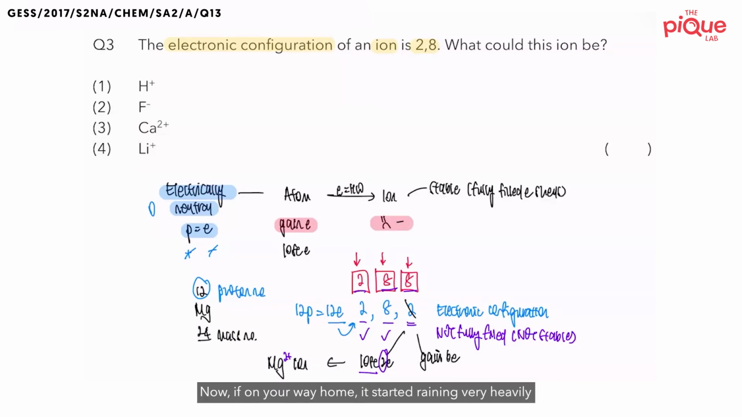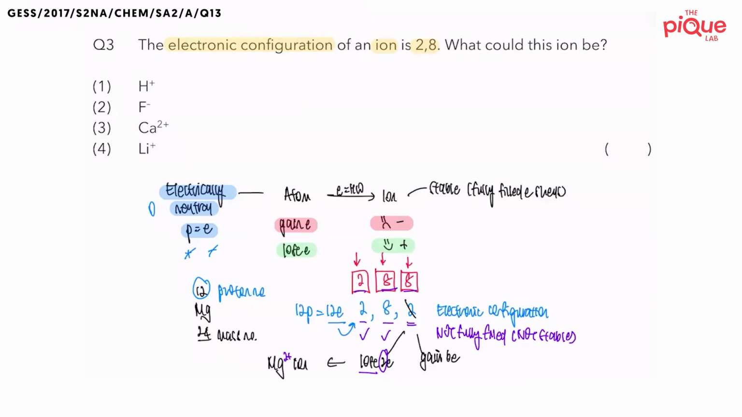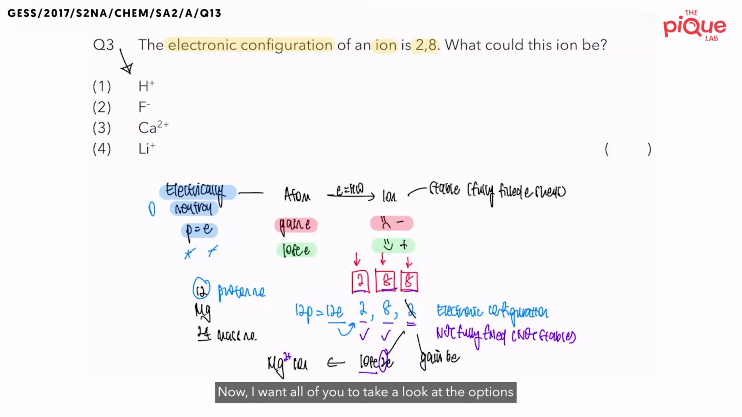Now, if on your way home it started raining very heavily and your worksheets got wet, so in a sense you have lost your homework, will you be happy or will you be sad about it? This time, you'll be very happy because there's less homework for you to do. So for atoms, those that have lost electrons will turn into happy ions, which means that the ions will have a positive charge.